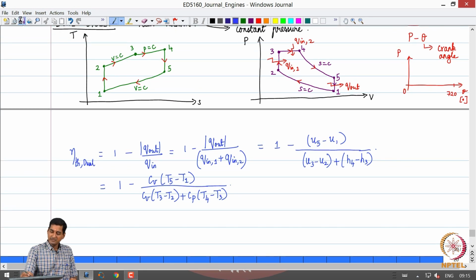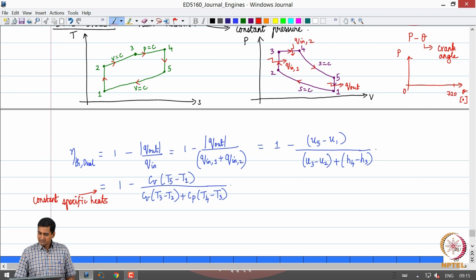Okay. So, here we are considering constant specific heats. All right. So, now the question that arises is the following, right. So, how do we then simplify? We have all temperatures. Now, by now we are familiar with the process, right? We have to use the process relationships. Let us go from one process at a time, and then we eliminate the temperatures, right.